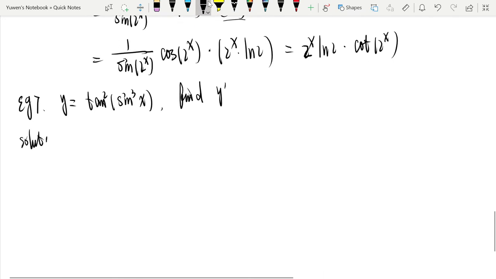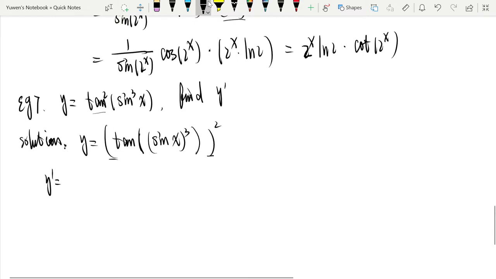So what is about this function? What is the bracket? Not every bracket is in the explicit form, but the tangent square, that is tangent squared of sine cubed, actually sine x of cube. So that's the first bracket. So we take the derivative. The bracket is something squared, the first bracket squared. We take the bracket as a whole, like u squared.